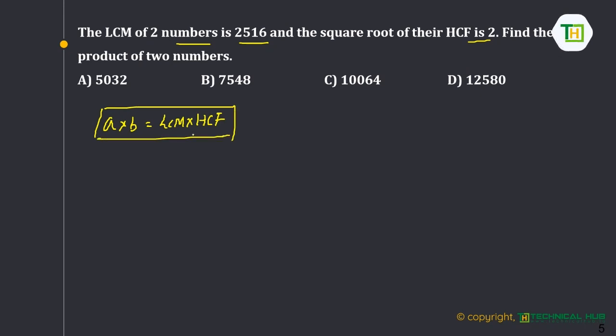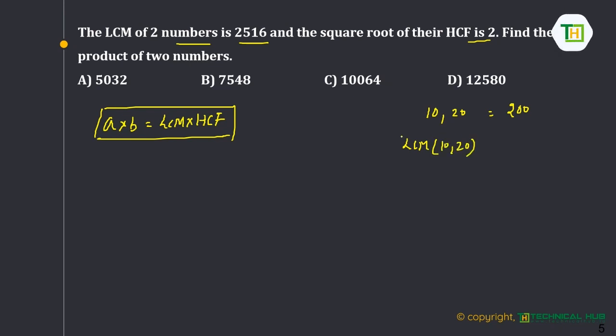LCM into HCF is equal to the product of the two numbers. If you have any doubt, take two small numbers. I'm taking here 10 and 20. What is the product of 10 and 20 here? So 200. And what is the LCM of 10 comma 20?